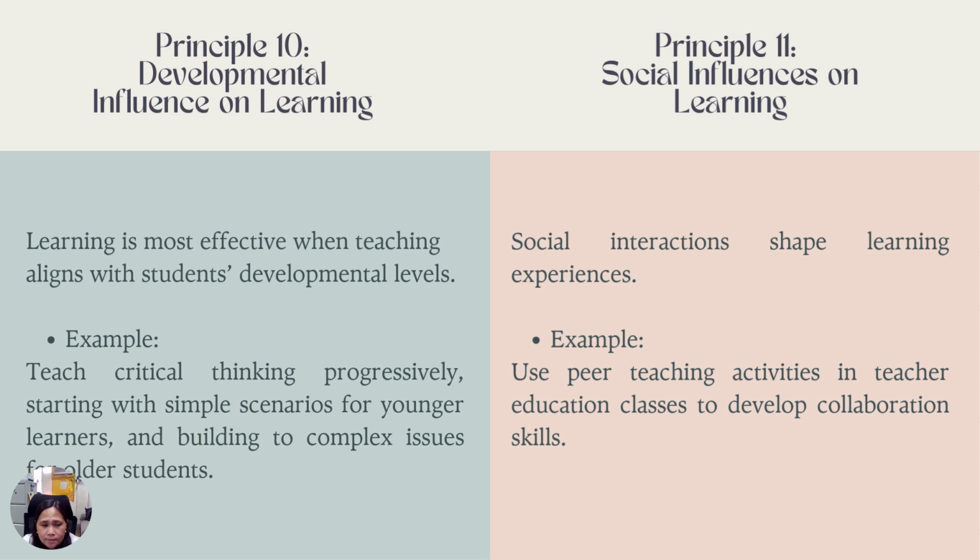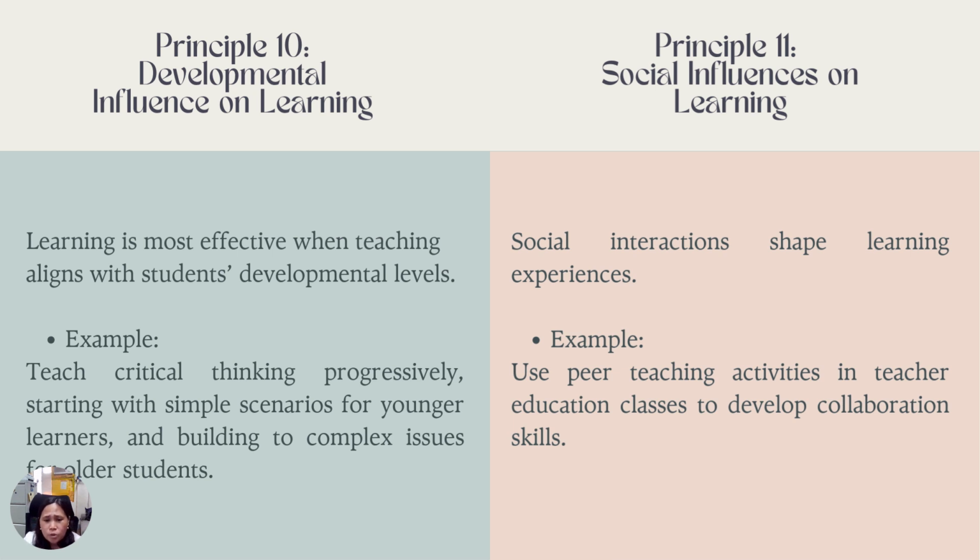So in science, for example, a teacher introducing chemical reactions to high school students might begin with colorful demonstrations like mixing vinegar and baking soda, before moving on to molecular equations. So this step-by-step approach matches students' ability to understand abstract symbols, helping them transition from concrete experiences to theoretical concepts more smoothly. Then we have the 11th principle, social influences on learning.